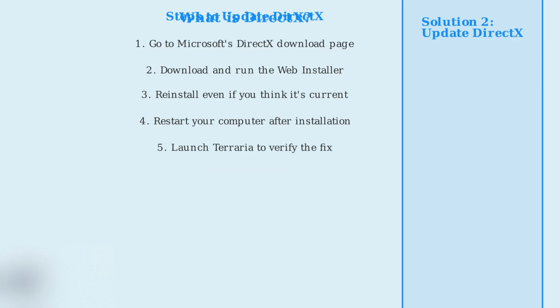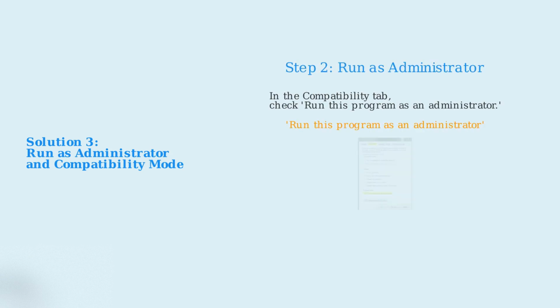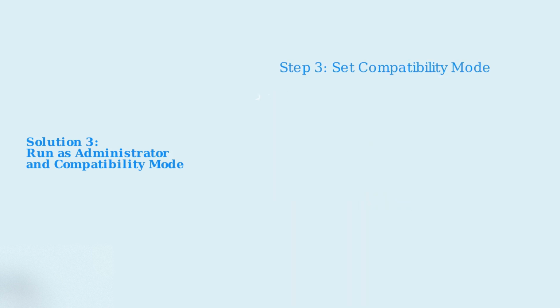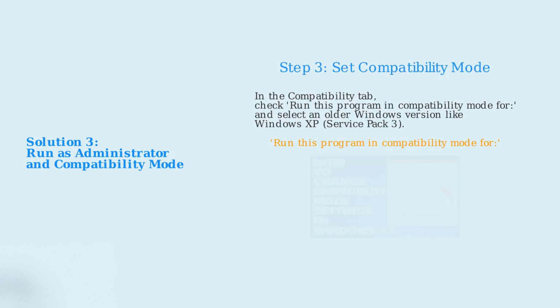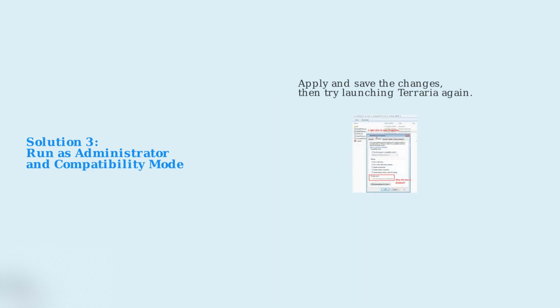0xc000007b error is resolved. Granting Terraria administrator privileges can bypass permission-related issues that might cause the error. Go to the Compatibility tab and check Run this program as an administrator. Additionally, try running the game in compatibility mode for an older version of Windows, such as Windows XP SP3, in the same Compatibility tab. These settings can help bypass permission issues and ensure Terraria runs properly.